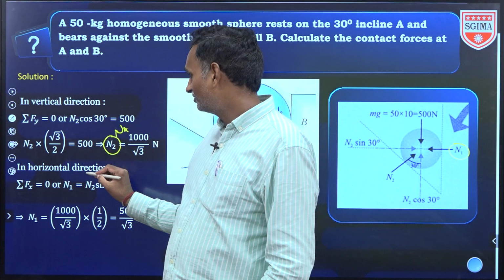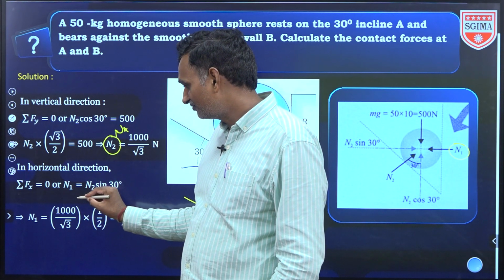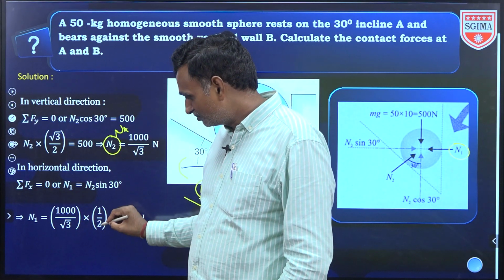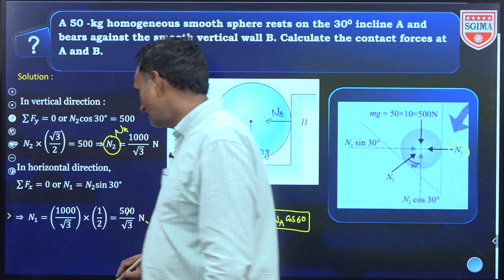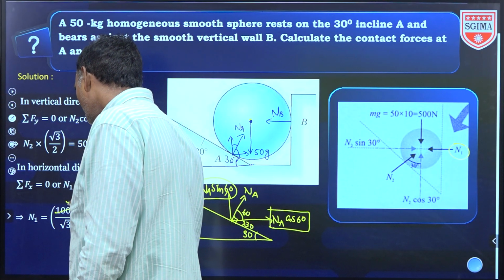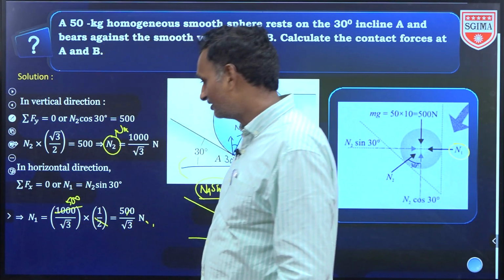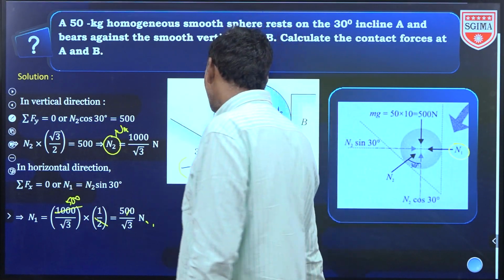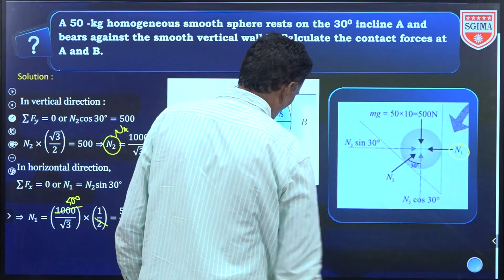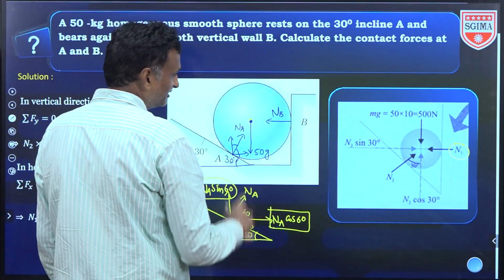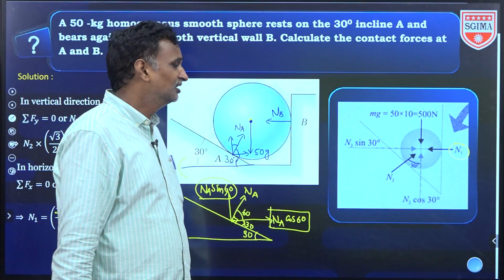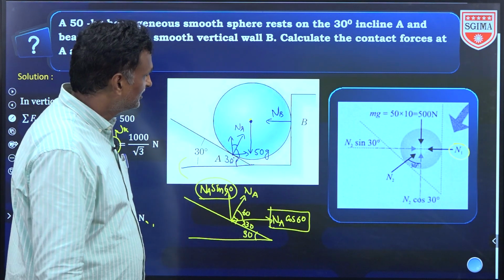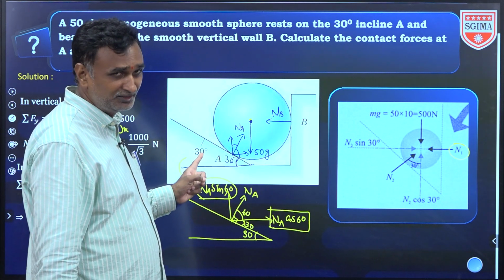So we need to get the N1 value after getting the N2 value. How much did we get? 1000 by root 3, into 1 by 2, and doing cancellation, the 2 ones here, 2 500s, 500 by root 3. Our final answer for the normal force by the wall, N1, is 500 by root 3. So our concept, NB equals the wall. If you have any confusion, I will take the same values also, no problem. It is given N1 and it is given N2.